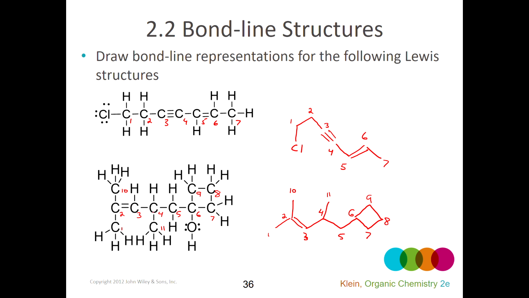So that accounts for all my carbons, but I have an OH group on carbon 6, so that should be shown. I have to draw in the oxygen and the hydrogen that's bonded to it. Always draw in the hydrogens that are bonded to hetero atoms or non-carbon atoms. Any questions about that one?